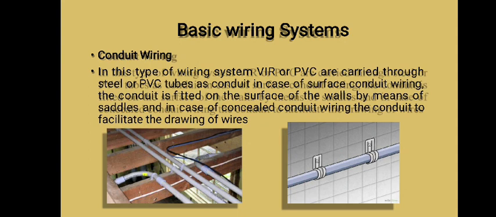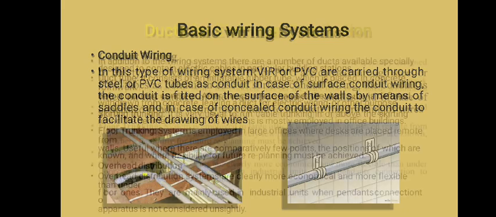Conduit wiring. In this type of wiring system, VIR or PVC cables are carried through steel or PVC tubes as conduit. In the case of surface conduit wiring, the conduit is fitted on the surface of the walls by means of saddles, and in the case of concealed conduit wiring, the conduit is concealed in the wall to facilitate the drawing of wires. And this image is an example of basic wiring systems.